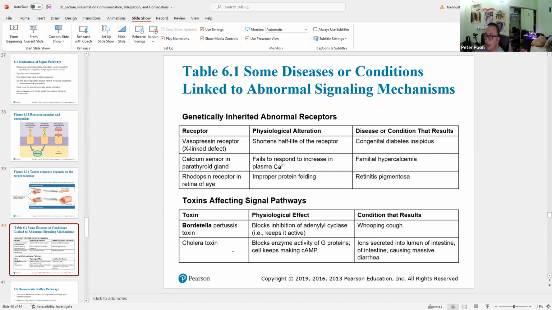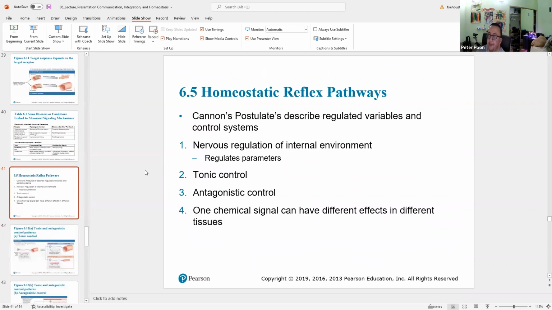The G protein should eventually cleave the cyclic AMP, and that stops the enzyme from working. But because the cholera toxin keeps it going, the cell keeps making cyclic AMP, which causes much more fluid to be secreted, which causes massive amounts of diarrhea. All right.